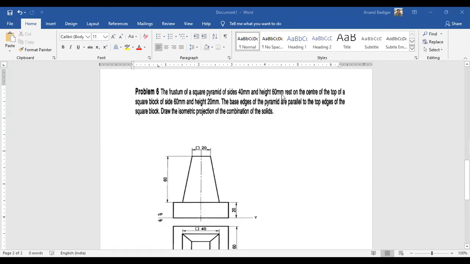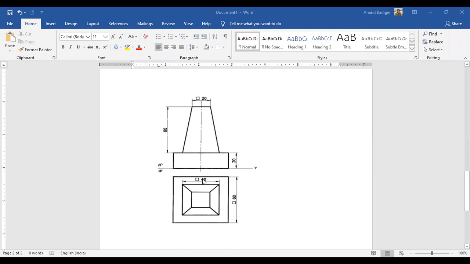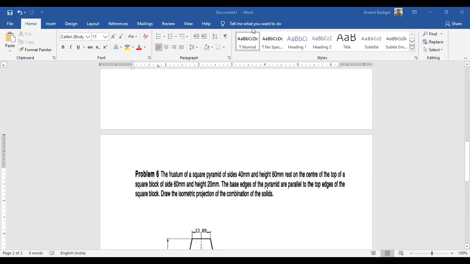That is what has been said here. Frustum of a square pyramid, base 40, height 60, rests on the center of the top face of a square block of 60 and height 20. The base edges of the pyramid are parallel to the top edges of the square block. So obviously it will be parallel. Let us see how to start this problem in isometric.